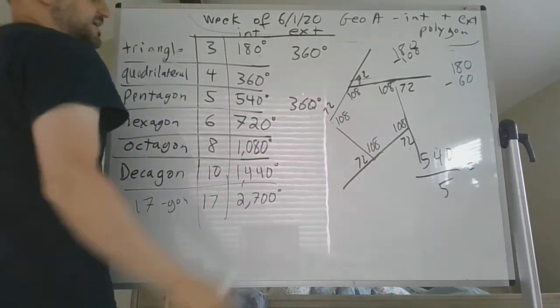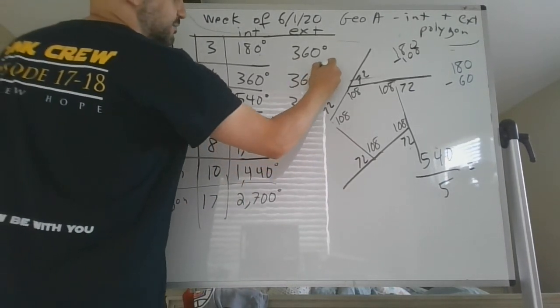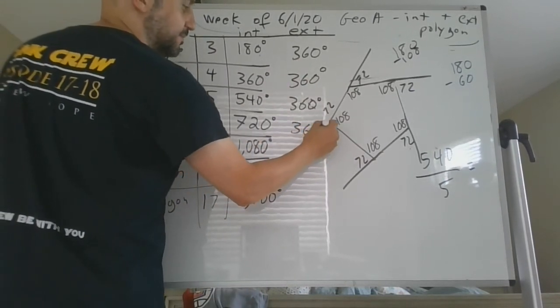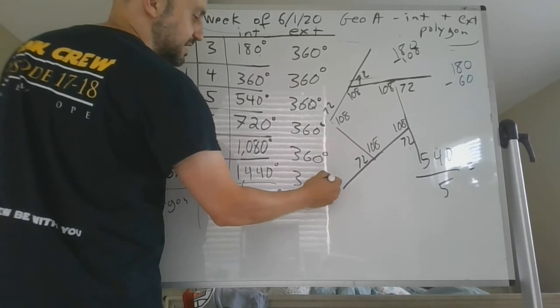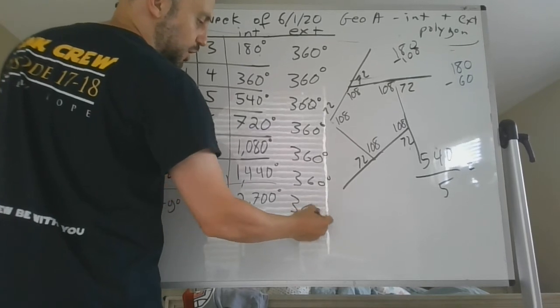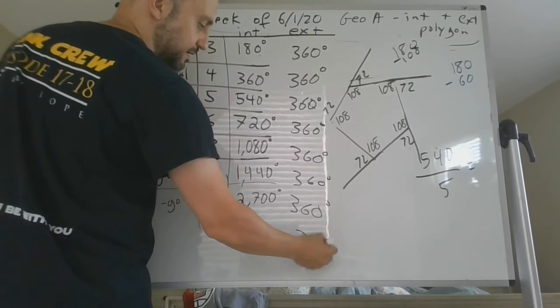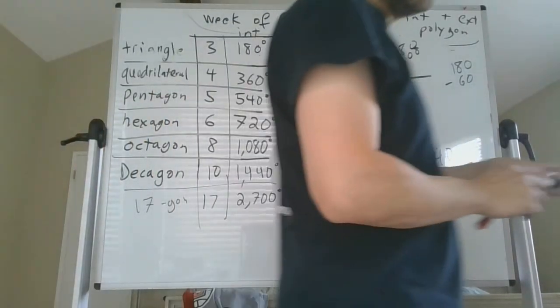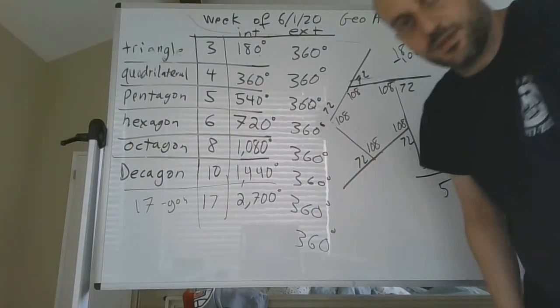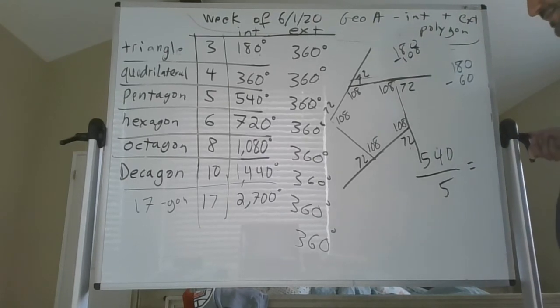Guess what, guys? That is going to be true with every single polygon. Doesn't matter how many angles it has, how many sides it has, the exterior angles will always, always add up to 360. No calculation needed. It always adds up to 360. Okay, guys? All right, so that's it.